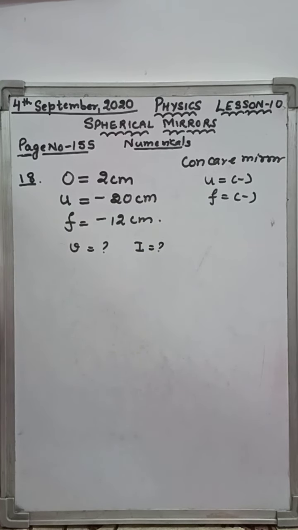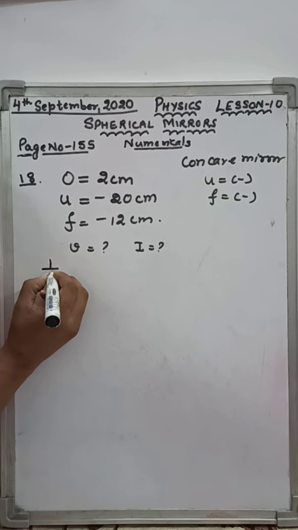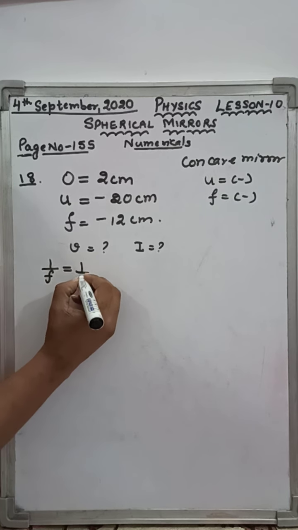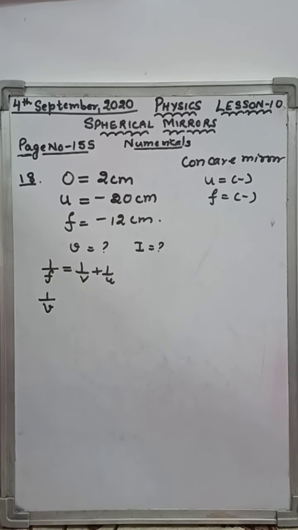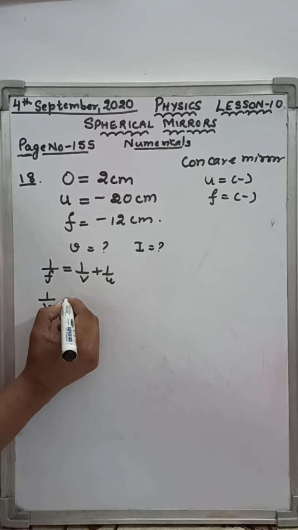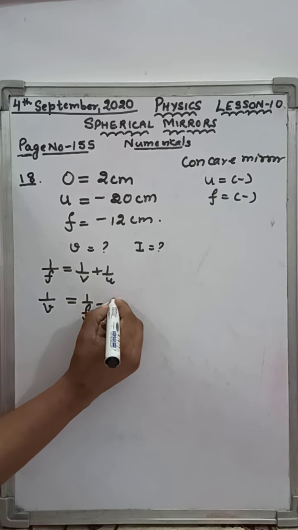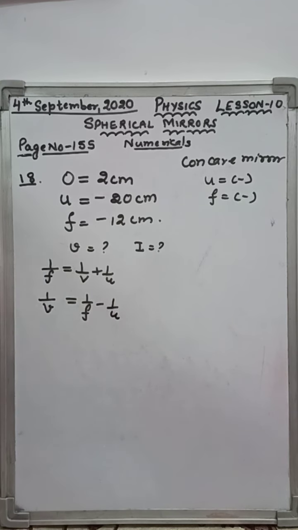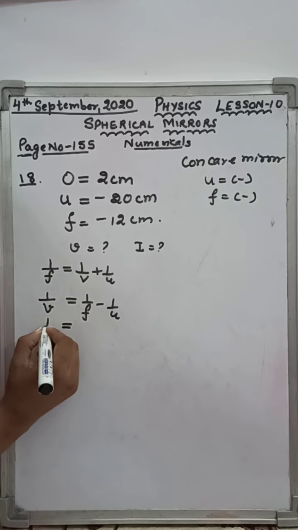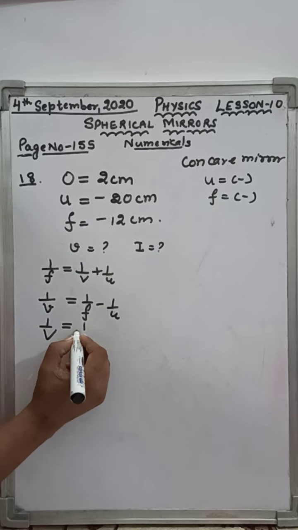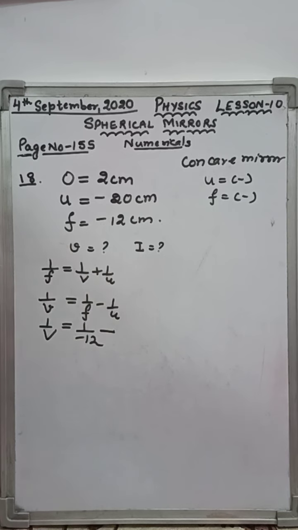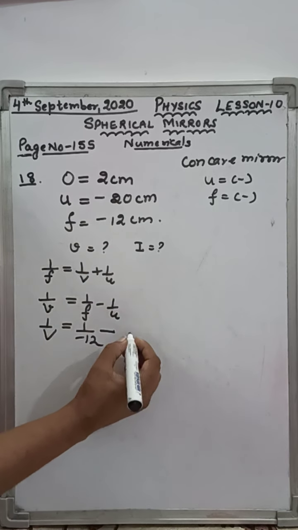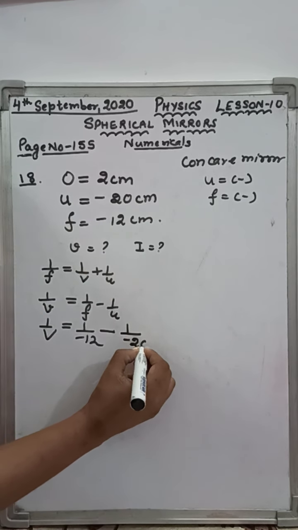So we know the mirror formula, 1 upon f is equal to 1 upon v plus 1 upon u. We have to find image distance, that is v. So 1 upon v is equal to 1 upon f minus 1 upon u. Now we will substitute the value of the focal length and object distance. So focal length is minus 12, so it will be minus 1 upon 12, minus sign of the formula. Then object distance is minus 20.